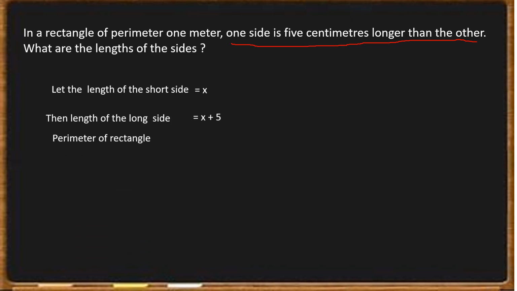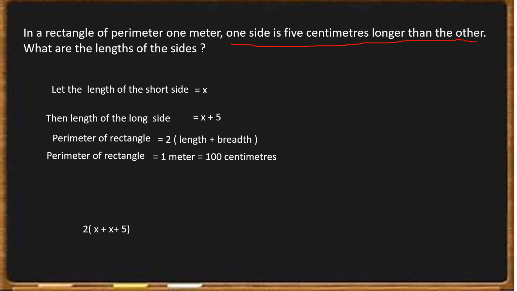And the perimeter of a rectangle is given as 2 into length plus breadth, isn't it? And it is given as 1 meter in the question, and 1 meter is 100 centimeters, isn't it? And see, 2 into length plus breadth is 100 centimeters. So we can replace breadth with x and length with x plus 5. So we get 2 times x plus x plus 5, which is equal to 100.